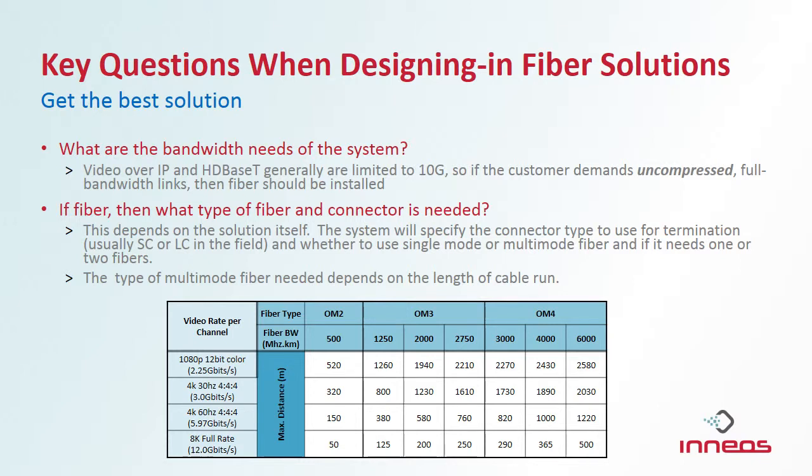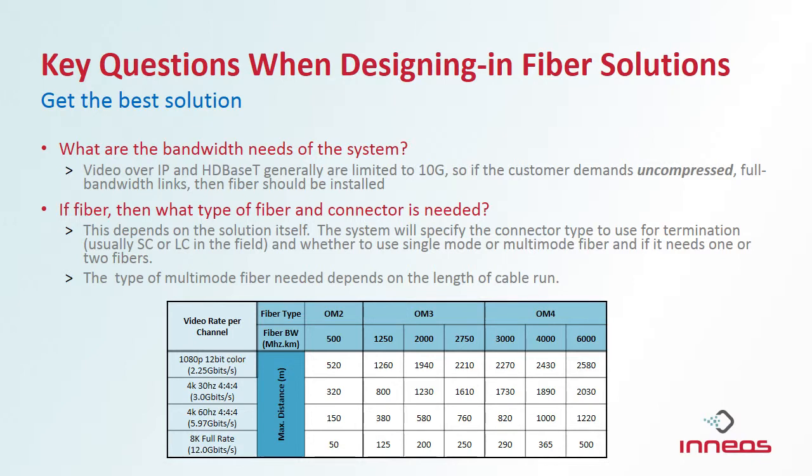And then the second question is what type of connector. Generally in the field you'll see an SC or an LC connector. SC is a little bit bigger and easier to handle. LC is a little bit smaller and more compact. But both of them are used in the field. So again, you need to look at what your transmitter or receiver uses and get the connector that corresponds to that.